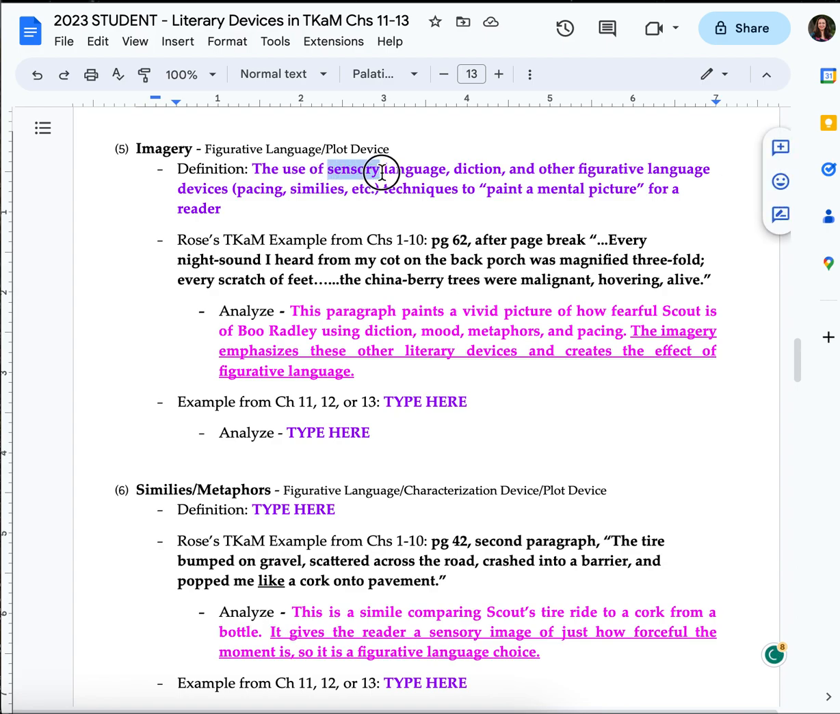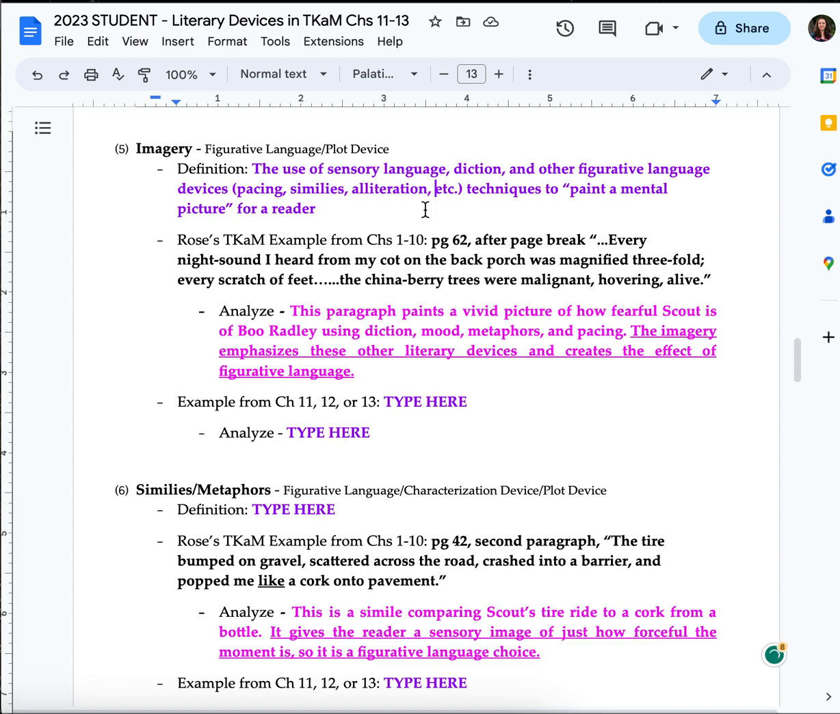This idea that it is sensory, your five senses, taste, touch, smell, sight, and sound, is particularly important. Harper Lee does a great job painting pictures through sound, but pacing and similes are not the only tools. We can also add alliteration, etc. There are tons of different literary devices that help us imagine a particular place.